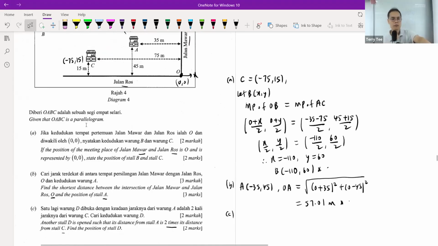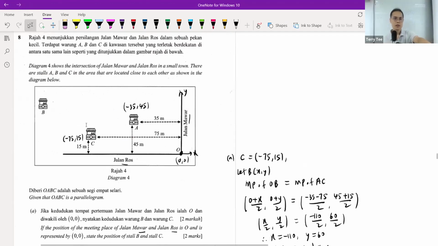Stall D: the distance from A is twice the distance from C. For example, your D can be here, or let's say here, or here. Maybe I put this a bit closer. The distance from A is twice the distance from C.